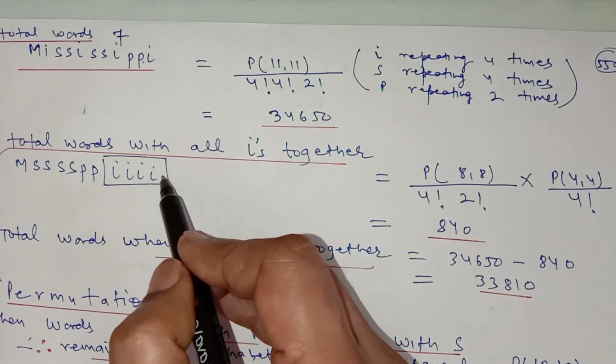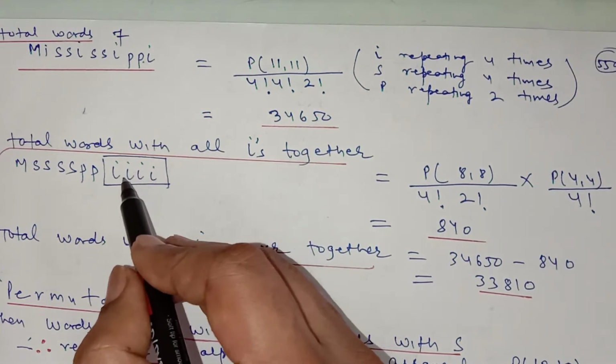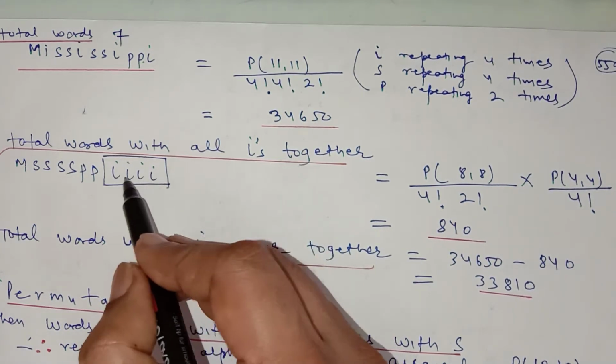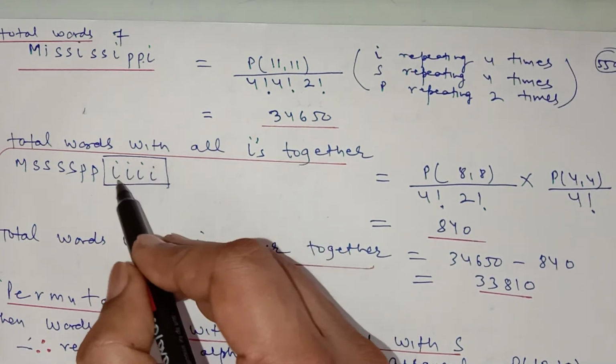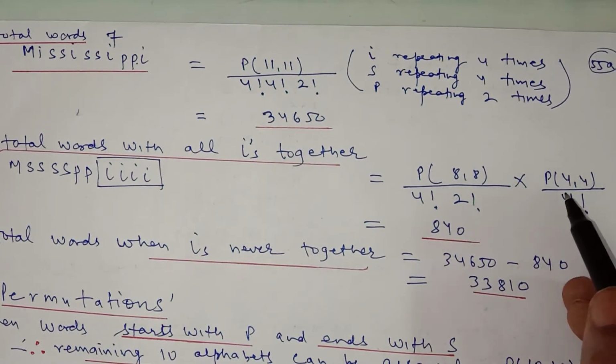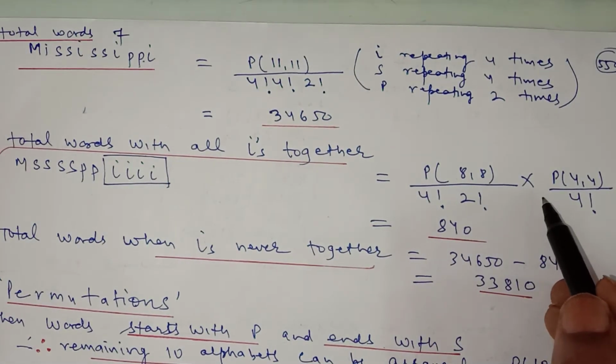If they are different, then they can be arranged in permutation of 4, 4. Because they are all the same, they will always be the same. So the total number of arrangements when all I's are together, they can arrange themselves only in one way. This will come out to be only 1. So these are the total number of words in which all I's are together.